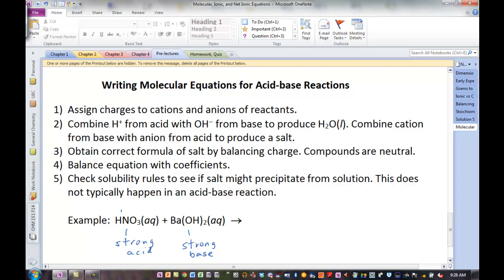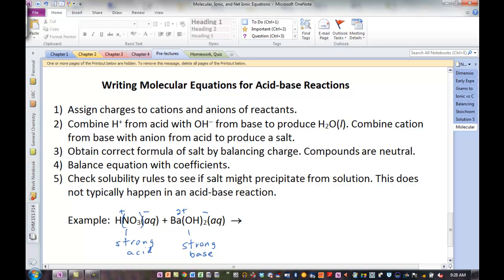All right, so we do want to assign charges. The acid has an H+. You can look at your solubility table, although you could guess that because it's H+, nitrate is -1. But look at the solubility table, it'll show nitrate is -1. Strong bases contain hydroxide, OH-. That's also in the solubility table. We have 2 hydroxides at -1. That must mean that barium is +2.